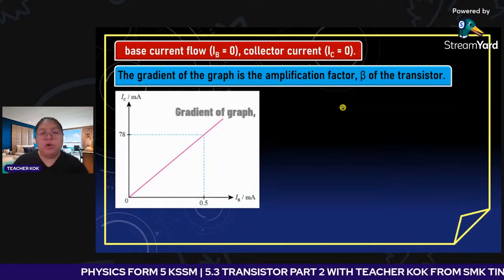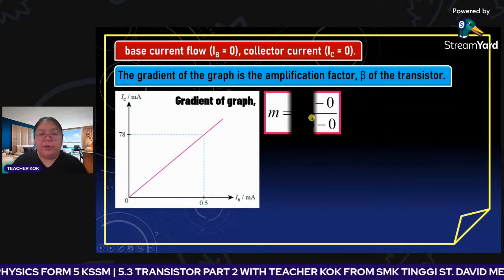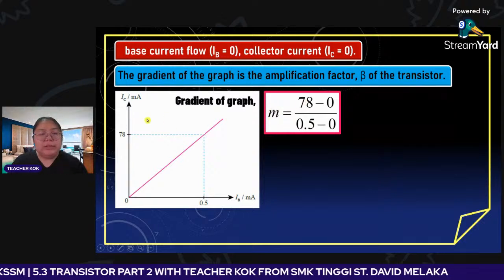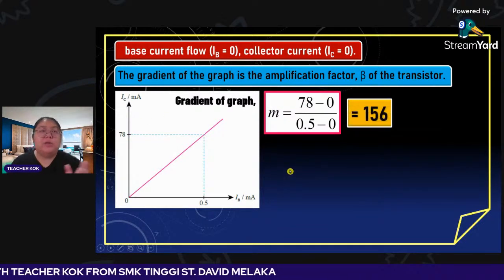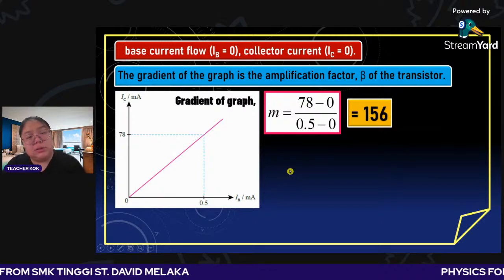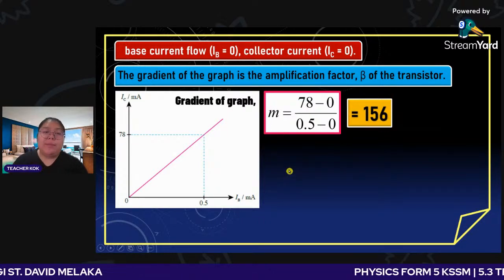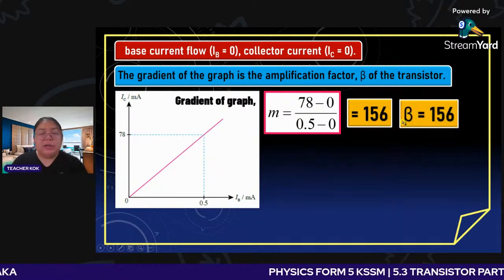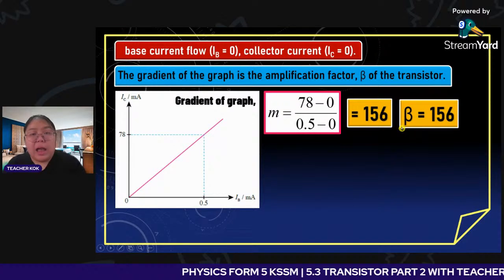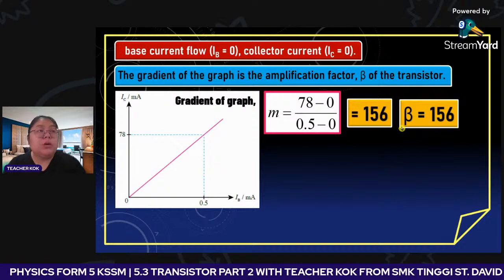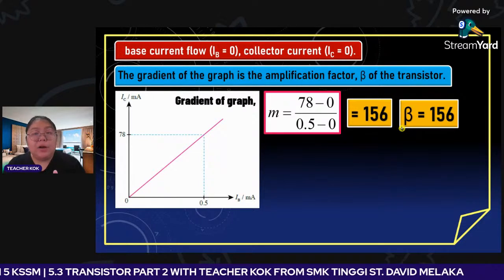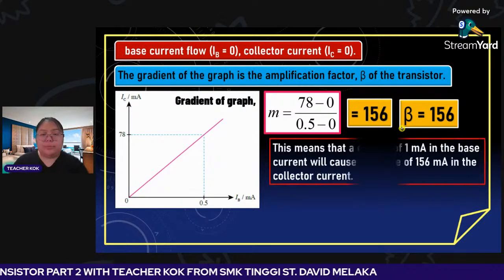So from here, we just show the gradient of the graph. M equals 78 minus 0 over 0.5. So I get the answer 156. From here, I can mention that your amplification factor, beta, equals 156 because it is equal to the gradient.